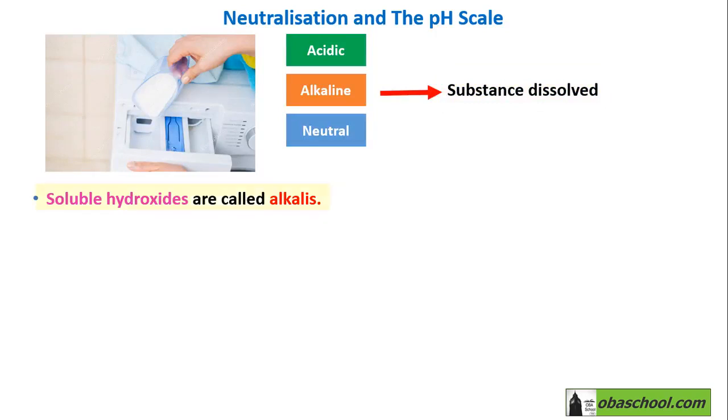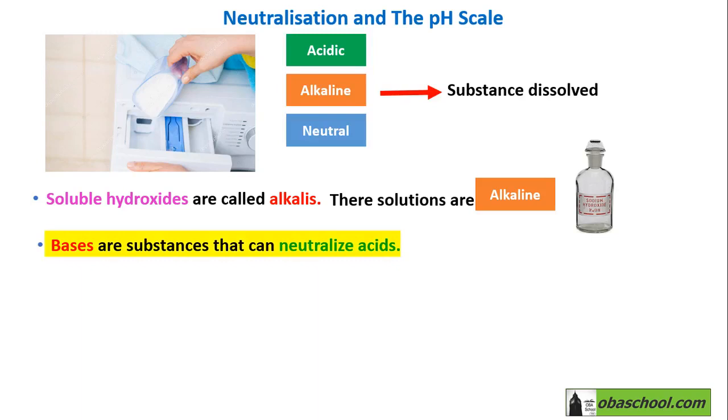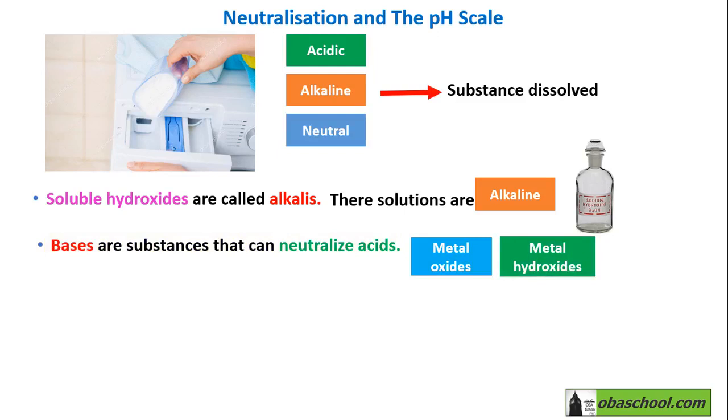Soluble hydroxides are called alkalis. Their solutions are alkaline. An example is sodium hydroxide solution, which is NaOH. Bases, which include alkalis, are substances that can neutralize acids. Metal oxides and metal hydroxides are bases. Examples include iron oxide and copper hydroxide, which are both insoluble in water.